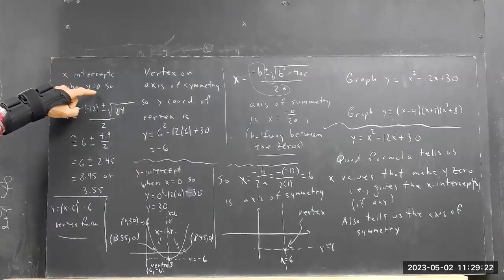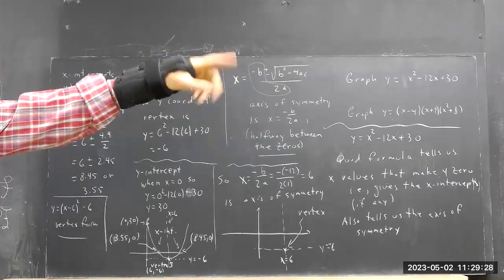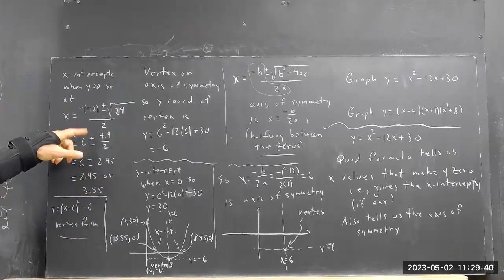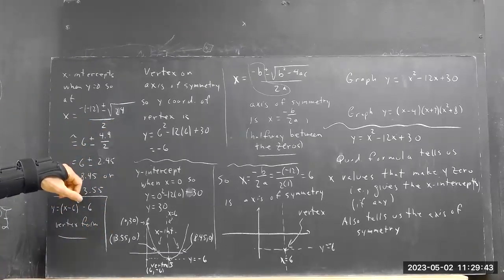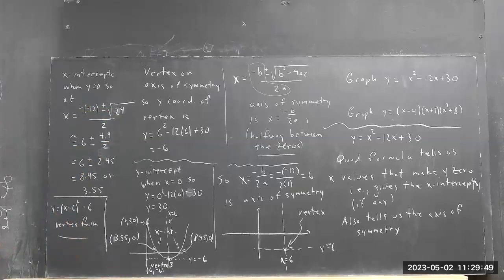x-intercepts occur when y equals 0. y equals 0 when x equals negative b plus or minus the square root of b squared minus 4ac, all over 2a. Anyhow, if you plug the a, b, and c in, this is what you're going to get. Now it's going to be 6 plus or minus the square root of 24 over 2. I went ahead and approximated the square root of 24 as 4.9. It's fairly close.